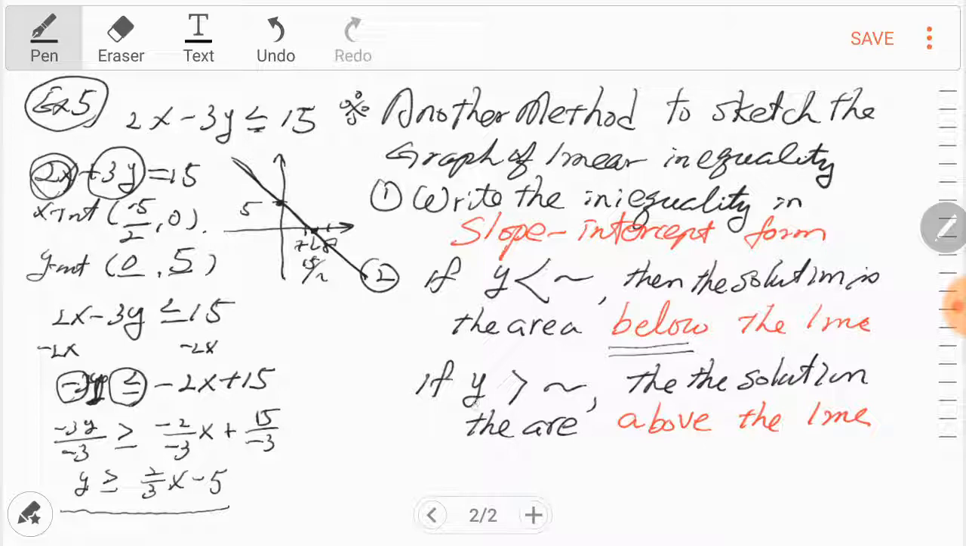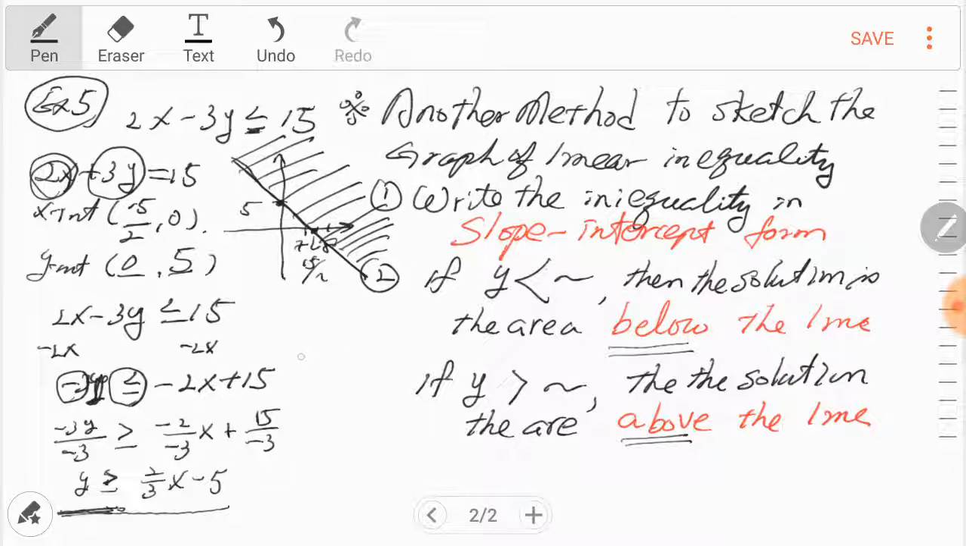If the inequality is y is greater than, the solution is above the line. So as you can see here, y is greater than. So the solution is above the line. And the line is included because the line is solid, also because there is an equal sign. Okay, let's make sure this is correct.